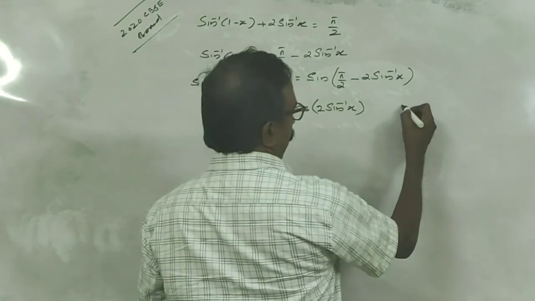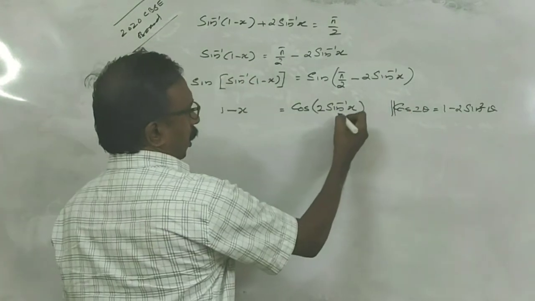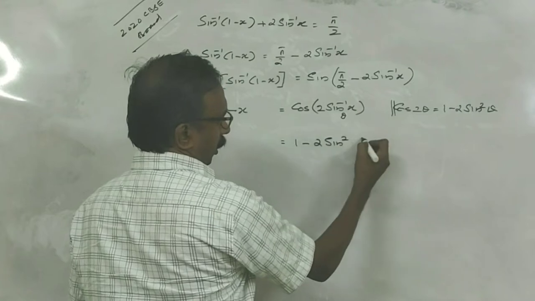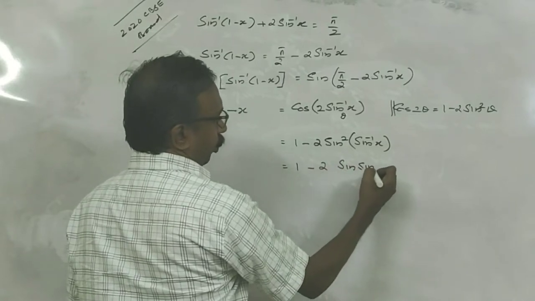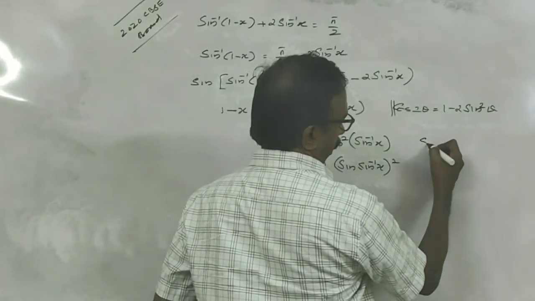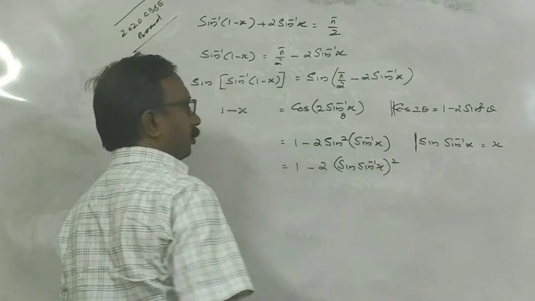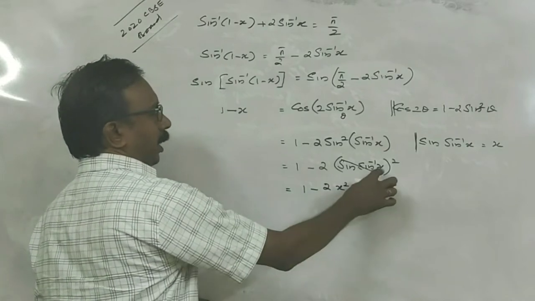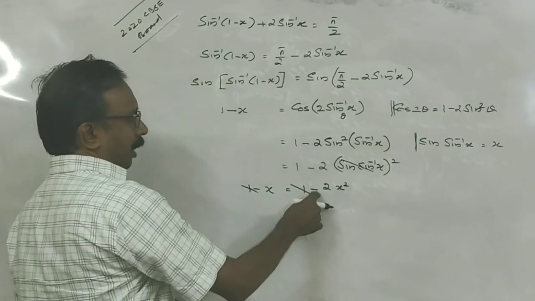Now cos 2 theta is equal to 1 minus 2 sine square theta. Here theta is sine inverse x, so it becomes 1 minus 2 sine square of sine inverse x, and sine of sine inverse x is equal to x. So it becomes 1 minus 2 x square. Here 1 minus x equals this, 1 and 1 get cancelled, minus and minus get cancelled.